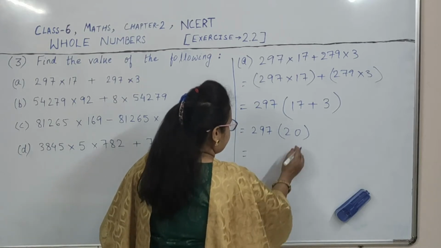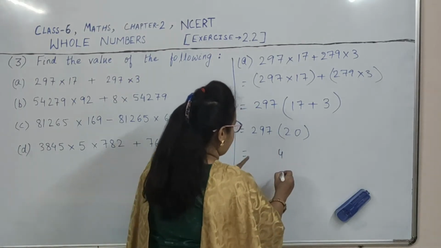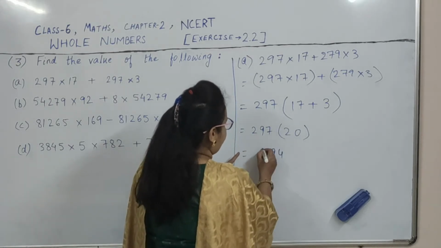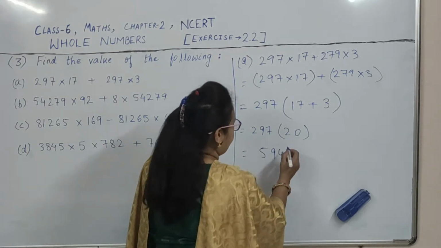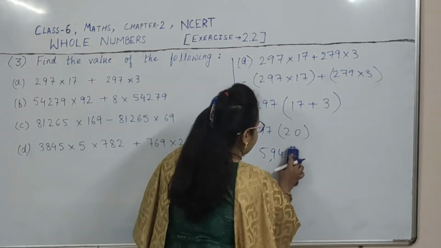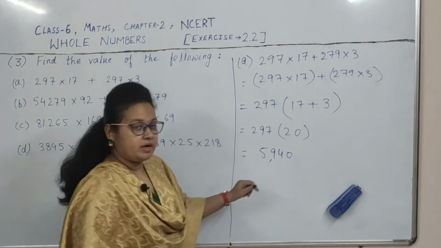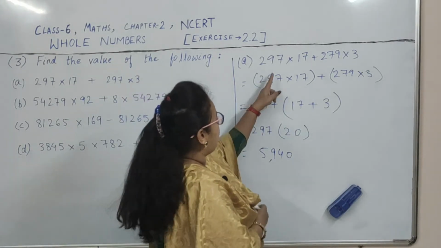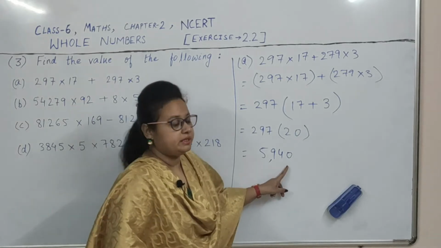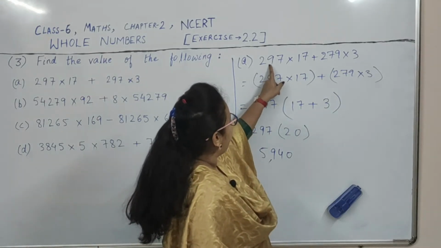Okay, now 2 will be multiplied to this and 0 will be written. 2 sevens are 14, 1 carry, 2 nines are 18, 19, 1 carry, 2 twos are 4, 1 5 and this 0. So what is this? This is 5,940. This is the answer. So we found the value of this question, which is 5,940.